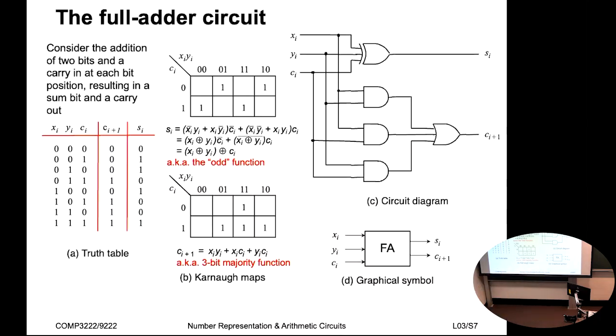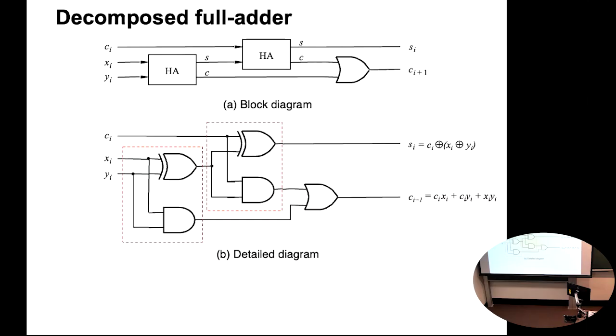I'll show you another reason why it's called a full adder, and that is because it's composed of 2 half adders connected up in this particular way. The way you can understand that diagram above is by looking inside each half adder. What circuit is that? We can see here that the output Si is just the exclusive OR of Xi, Yi, and Ci, which is what we previously derived.